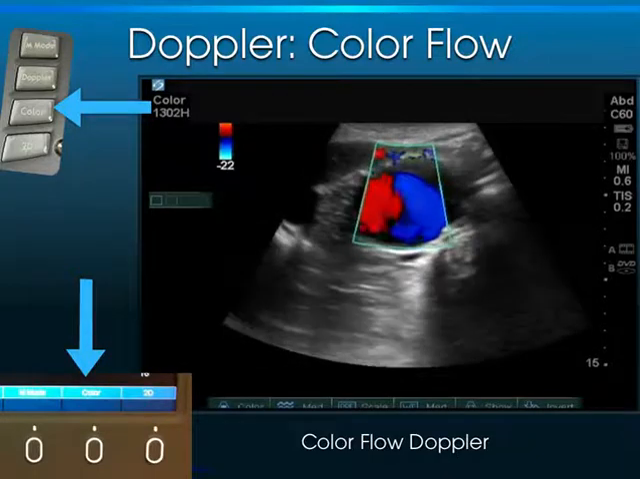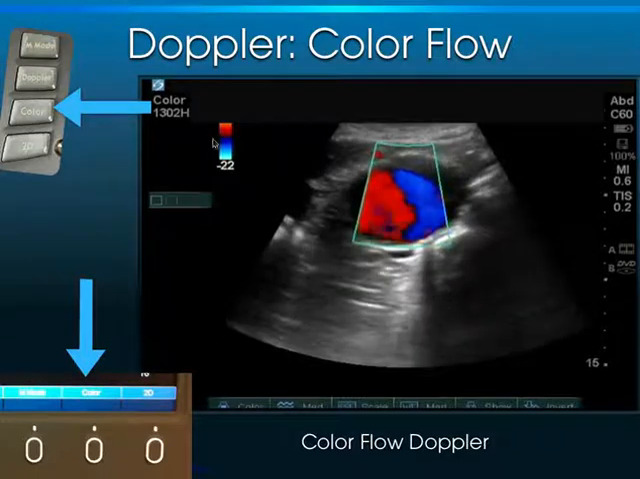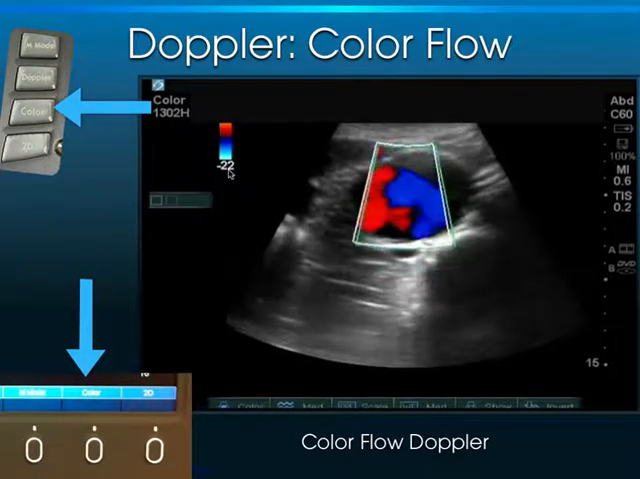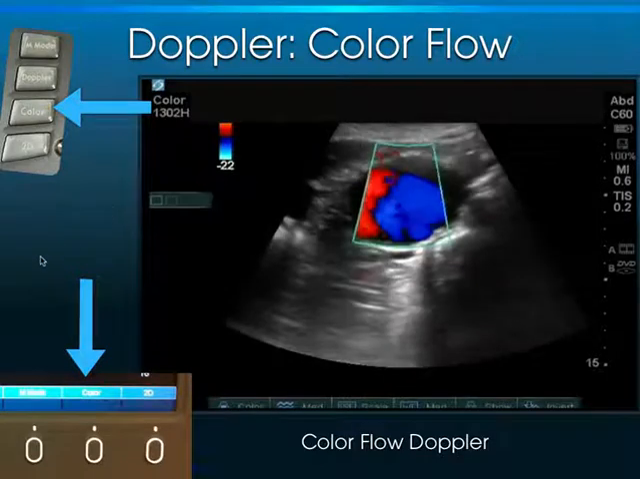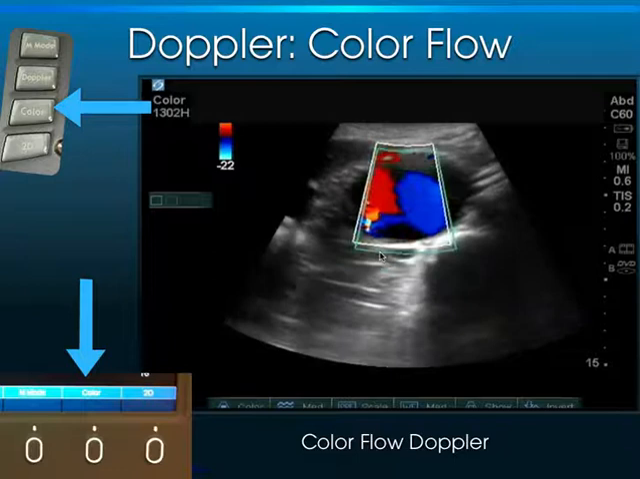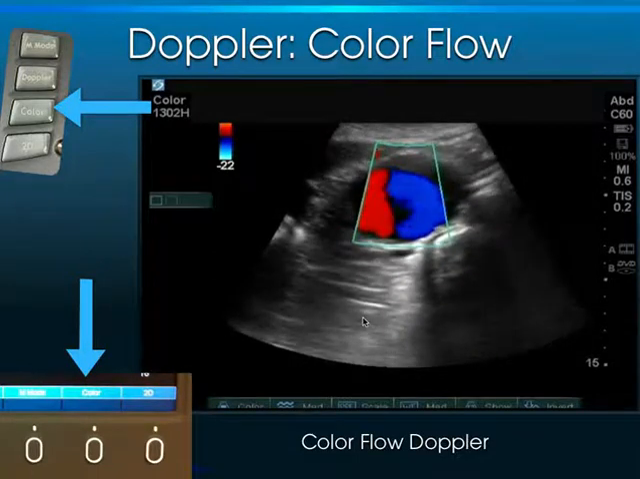Now, the other mode is Doppler, and there are different types of Doppler. First of all, there's color flow Doppler. Color flow Doppler is simply red is flow towards the transducer, and blue is flow away from the transducer. If you angle the probe one way or the other to try to anticipate which way the flow is going to be going, it should either be red or blue, and it should make sense to you.